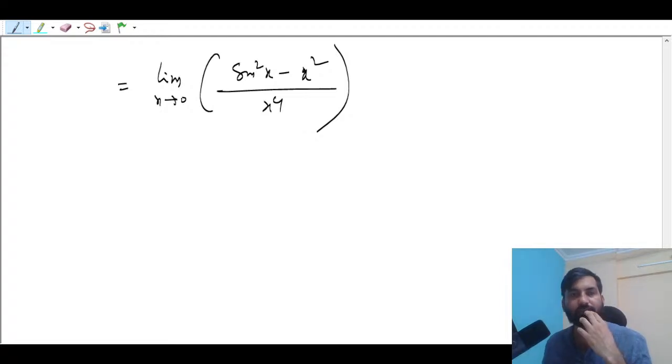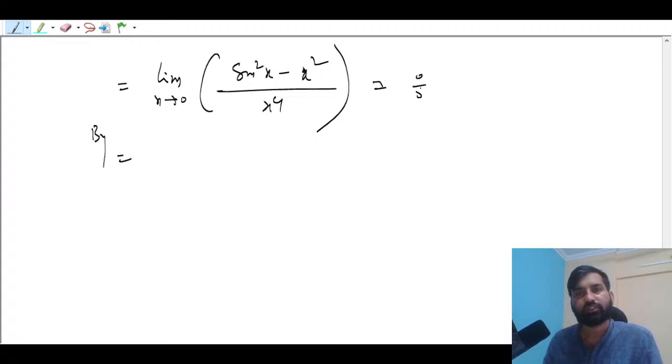Now you see here, what is sine square x? And you can just check here whether it is 0 by 0 form or not. I think it is 0 by 0 form. Yeah, it is 0 by 0 form. So if it is 0 by 0 form, you can just differentiate by L'Hopital.